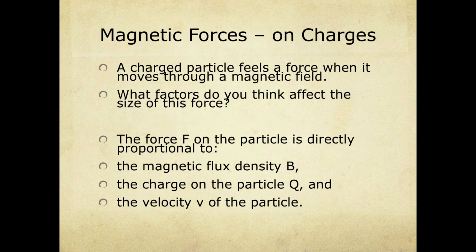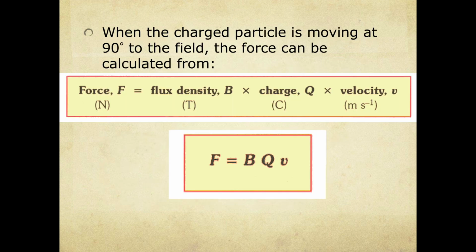Now, we don't always have a full current that's heading through a magnetic field. Sometimes it ends up just being a single charge. And so we're still going to have a similar situation, and in this case, the force is proportional to the magnetic flux density, the charge on the particle, and the velocity of the particle. And so the equation looks like this, where we have the force in newtons is the flux density times the charge times the velocity in meters per second. And again, it'll have the sine theta on the end, depending on the direction in relationship to the magnetic field.